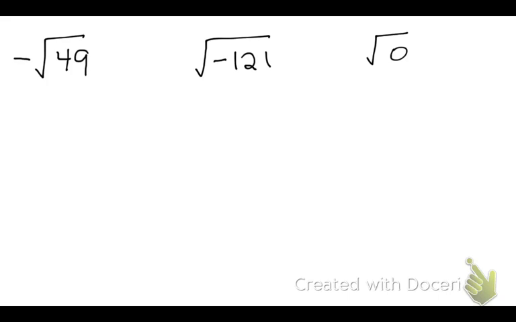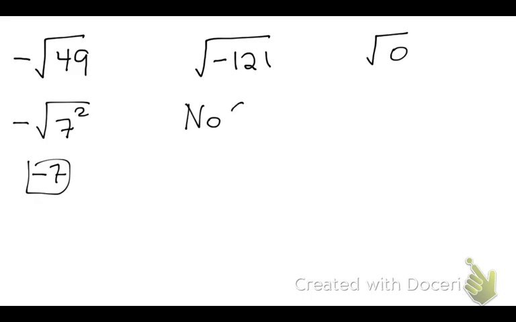Well, what did you get? We know that 49 is the same thing as 7 squared, so the negative square root of 49 must be negative 7. For the second problem, we have the square root of negative 121, but as we've said, negative numbers do not have square roots, so in that case there's no solution. Finally, the square root of 0. 0 is the only number that has a single positive square root, and it is itself 0.